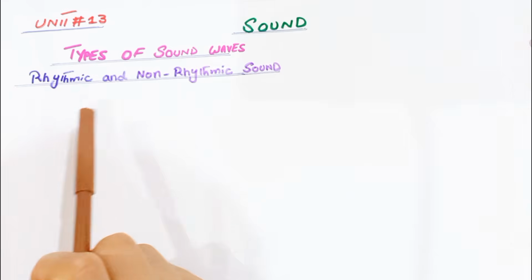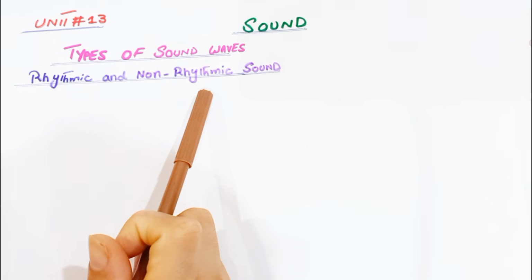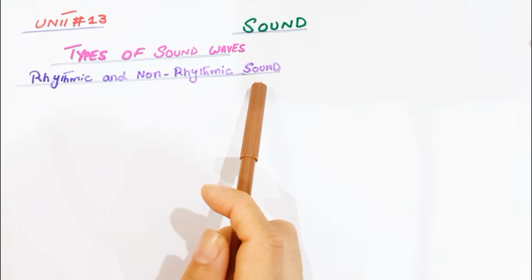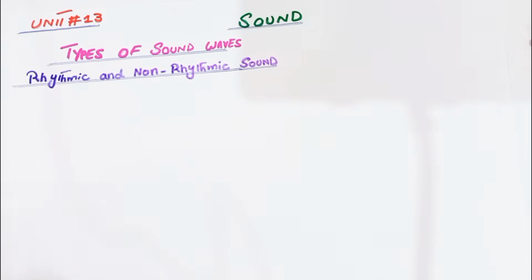Today we are going to discuss the types of sound waves based on the way they are produced. There are two types of sound waves: rhythmic and non-rhythmic sound waves. Rhythmic sound waves are musical sounds, and non-rhythmic sound waves are noise. So here we write about it, a rhythmic sound.